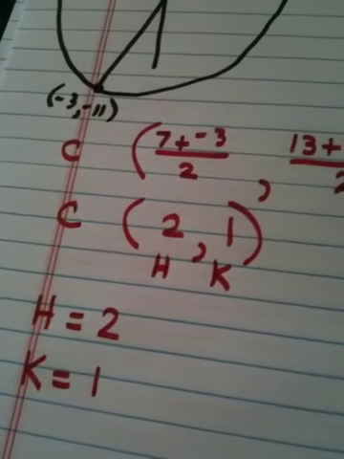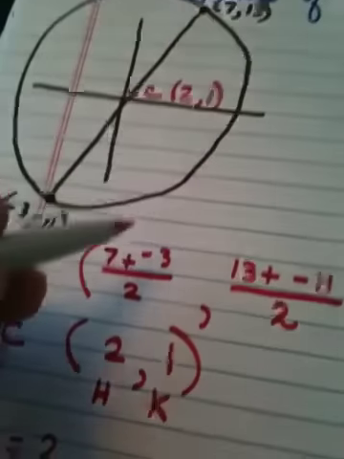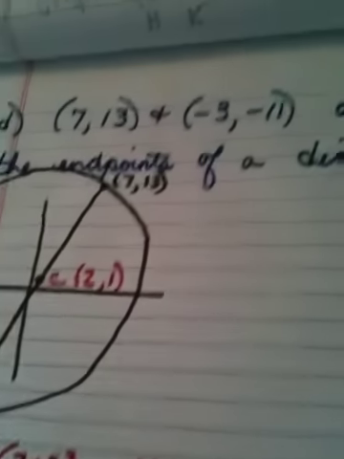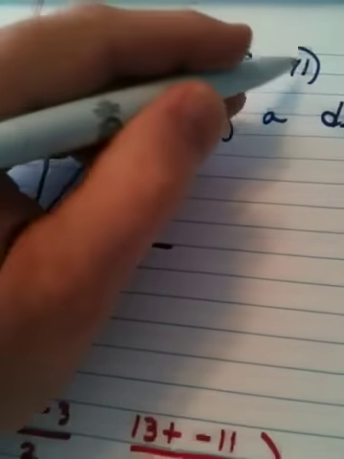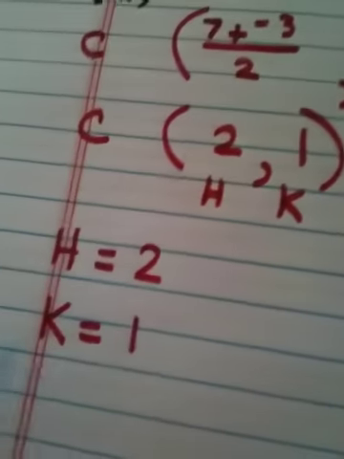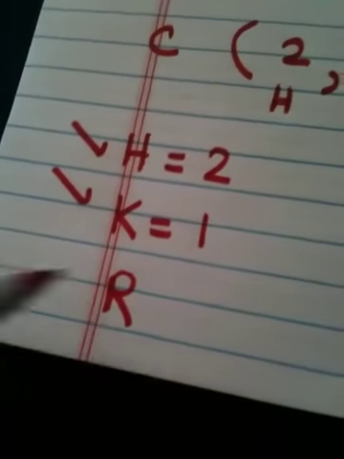And we got that by using the midpoint formula. Add. 7 plus -3 was 4. 4 divided by 2 is 2. Average. Add, divide by 2. 13 plus -11 is 2. 2 divided by 2 is 1. So the center of my circle is the ordered pair 2, 1. That gives me h and k. But I'm still missing r.